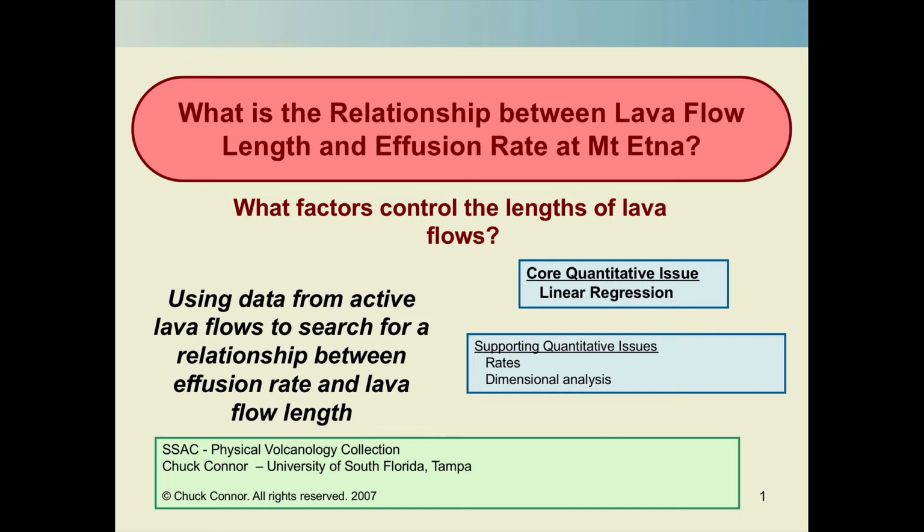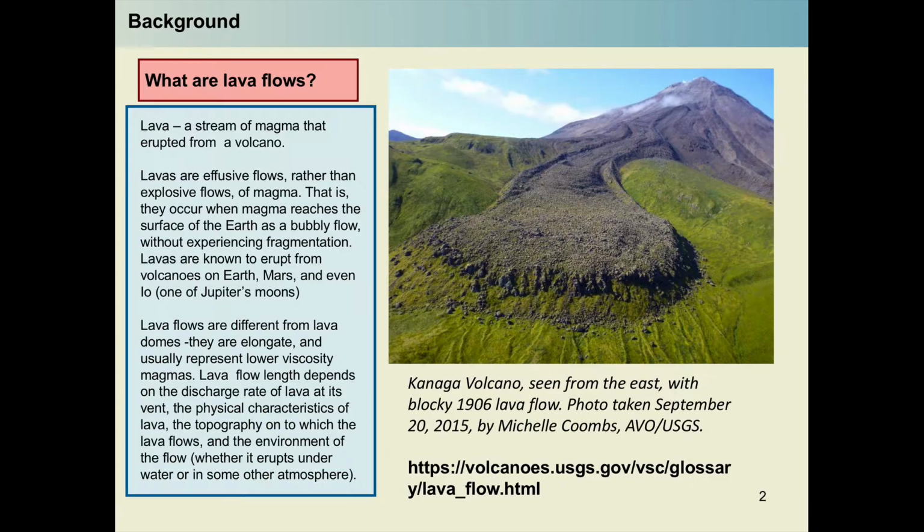Okay, so what is the relationship between lava flow length and effusion rate at Mount Etna, but also expanded to include a little bit of planetary volcanology as well as some problems centered on Hawaii? So you're going to use some data from active lava flows to formulate a relationship between the effusion rate, so the rate at which the lava is coming out of the volcano, and ultimately how far the resulting lava flow will travel based on that effusion rate.